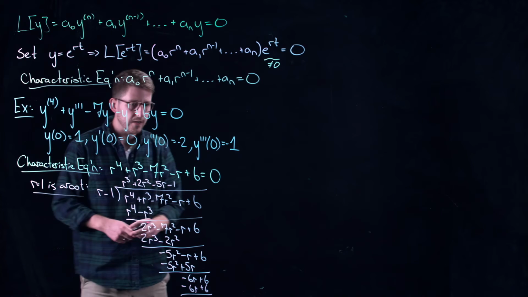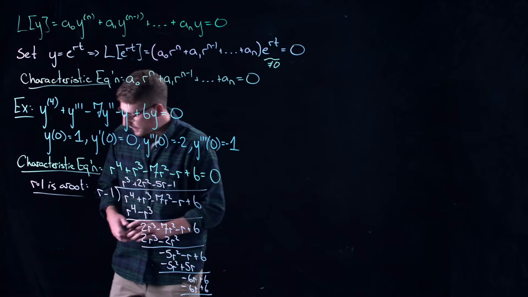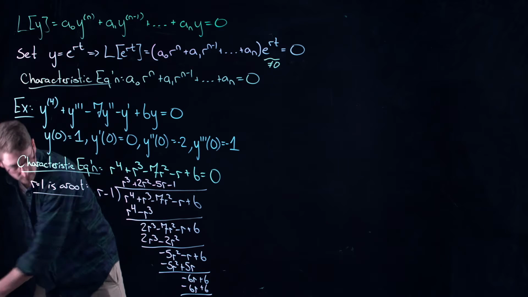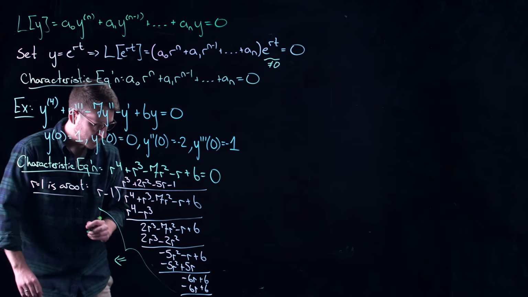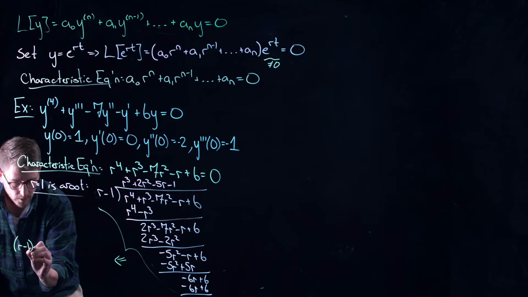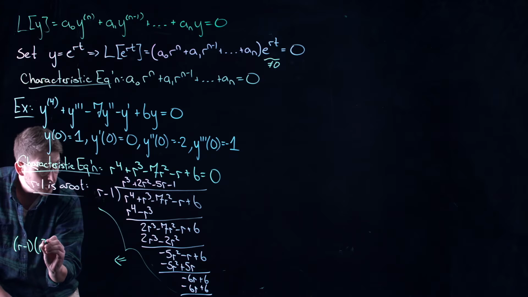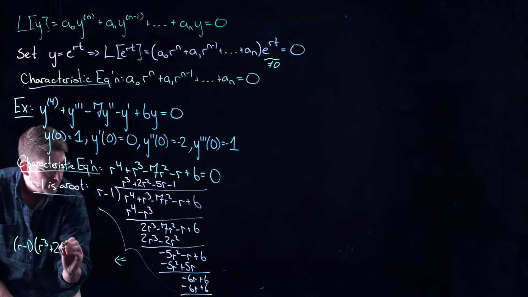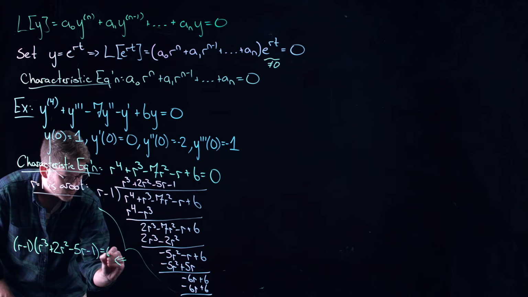There's no remainder. And so now, all of this together, maybe I'll sneak it in right here just to save a little bit of space. But now my characteristic equation becomes r minus 1, that's what I factored out, and then r cubed plus 2r squared minus 5r minus 1 is equal to 0.